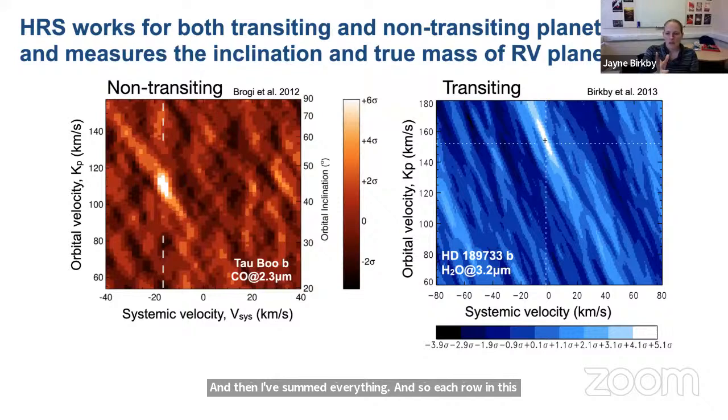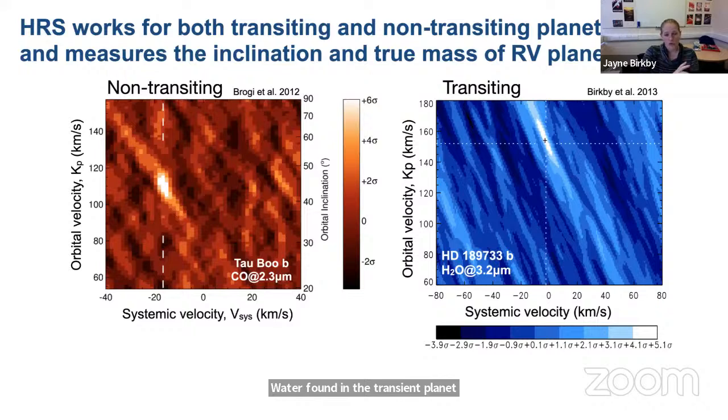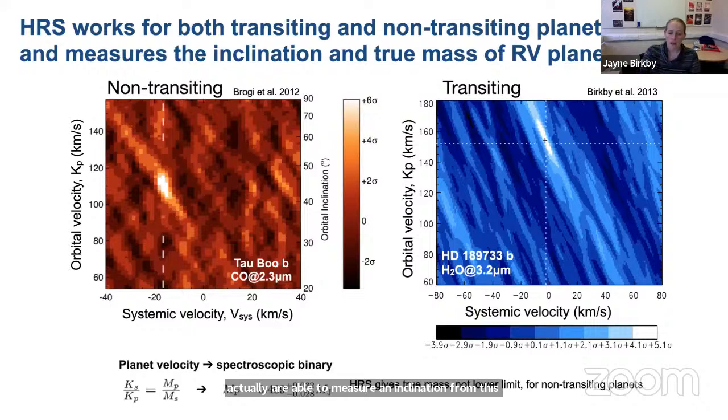And so these are some of the original high-res detections showing you water found in the transiting planet HD 189733b, the hot Jupiter, and then another non-transiting hot Jupiter, Tau Bootis b, looking at carbon monoxide. Because these are non-transiting planets, you actually are able to measure an inclination from this, and that breaks your M sin i degeneracy for your mass. And so we're actually turning these into spectroscopic binaries.